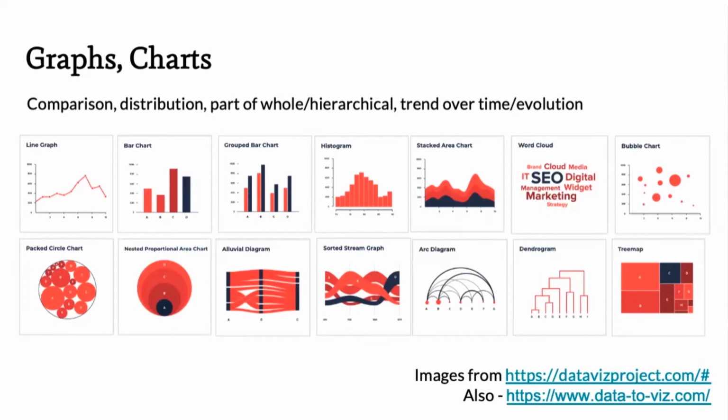Some of these will be very familiar. We've all seen a line graph, but there are also some more unusual examples that you probably won't have come across before, like a tree map, that one at the bottom right, which is used to show proportions within a whole.